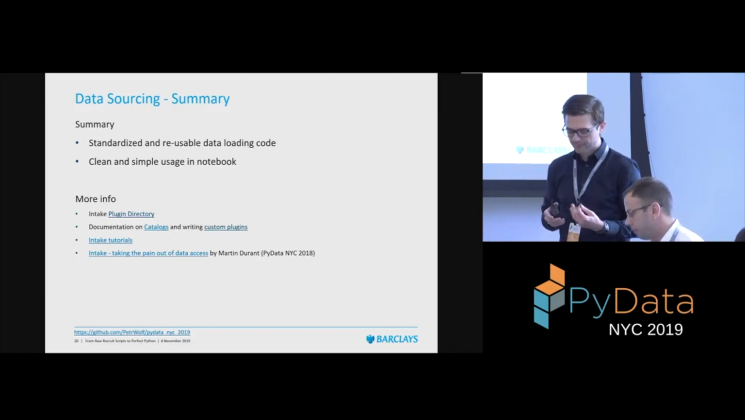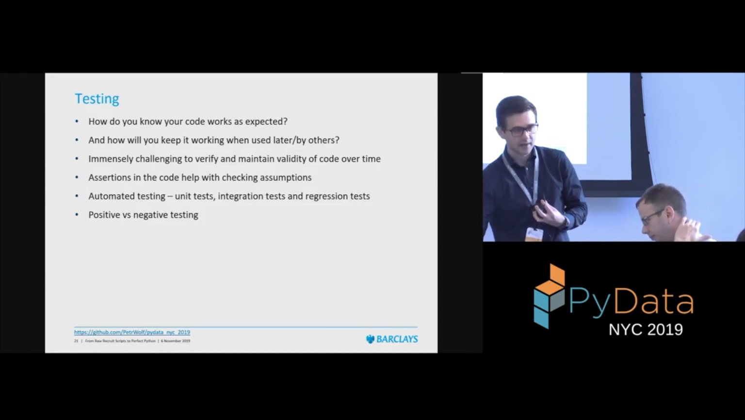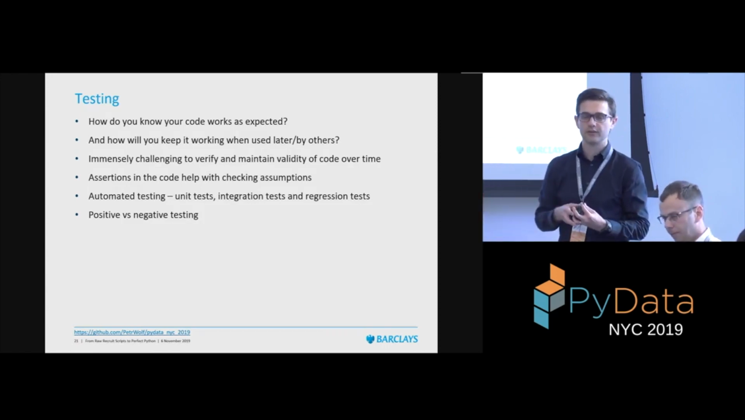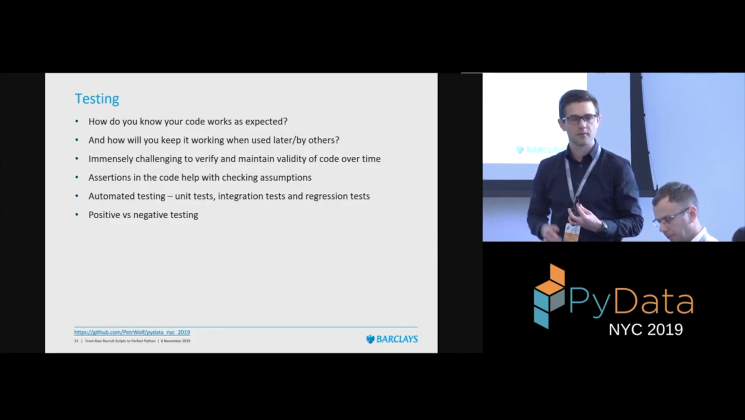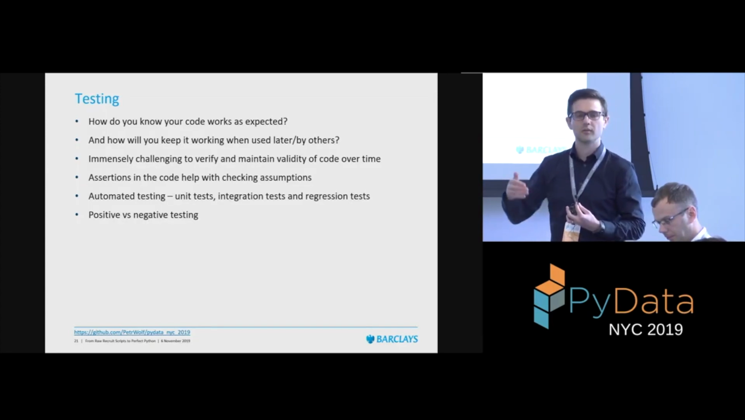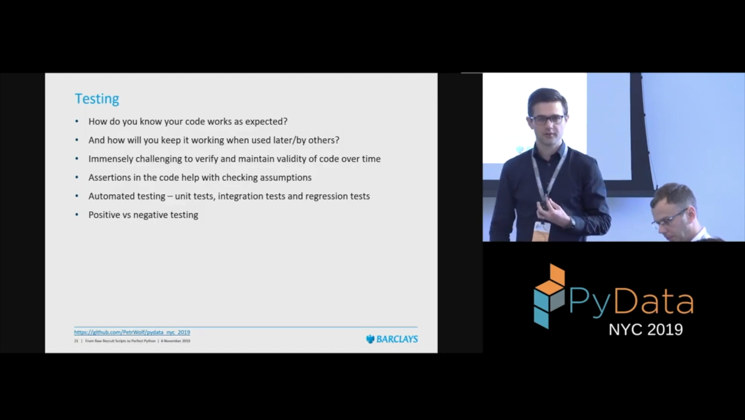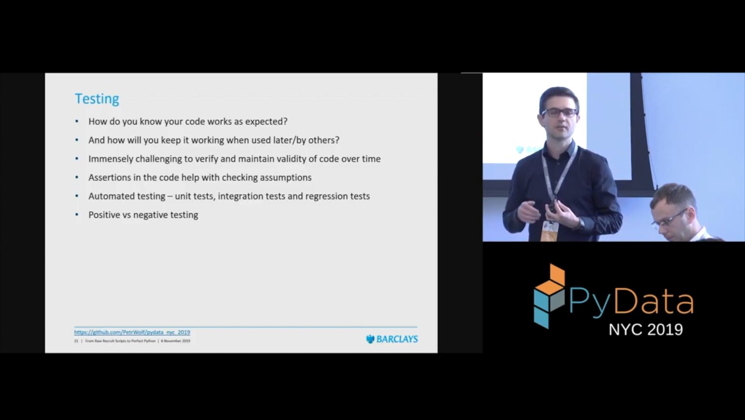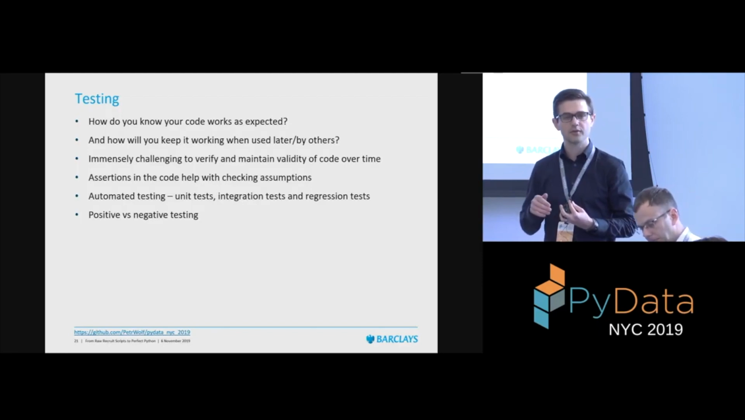But how do you make sure that this code is still valid later on, once you've done that, and also, say someone else wants to use it? That's where the challenge comes in. It's immensely challenging to make sure that your code remains valid over a period of time. And that brings us firstly to assertions, and then I'll talk about testing a bit more. Assertions in the code help with checking certain assumptions. An assertion is simply a statement that checks whether something holds true within a certain part of your code or program. Assertions make sure that your data inputs are valid and also your outputs are consistent.